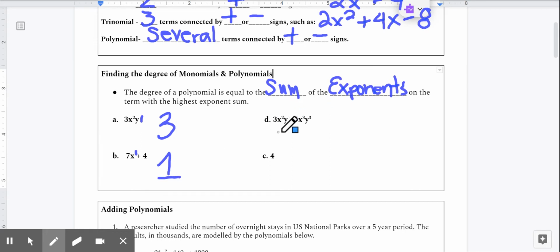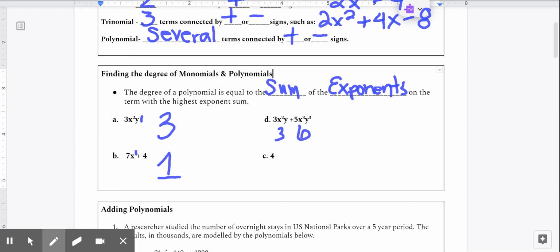If you go up here and look at this next one, this one is a little bit trickier. So this is a binomial. We have two different terms. And so if we look back at what we just wrote, the degree is going to be equal to the sum of the exponents on the term with the highest exponent sum. So I'm not going to add both terms together. I'm going to look at them separately. So when I start here, looking at this 3x squared y, that has a degree of 3. This 5x cubed y cubed, we add the 3 from the x and the 3 from the y, that has an exponent sum of 6.